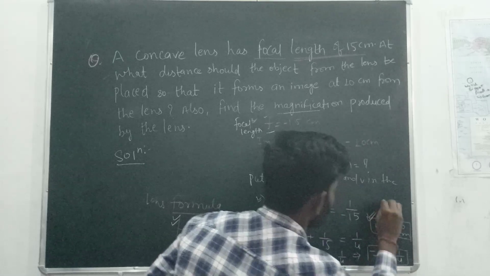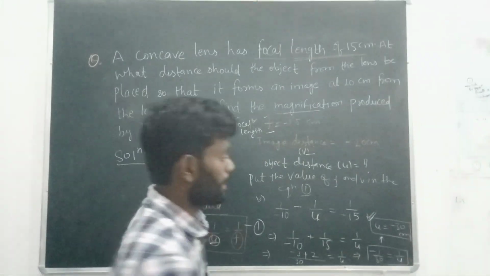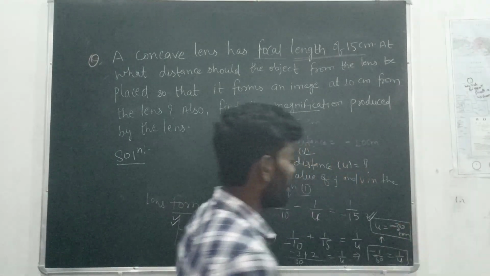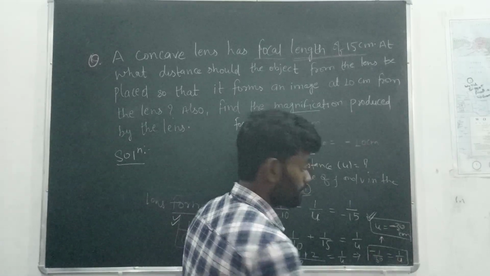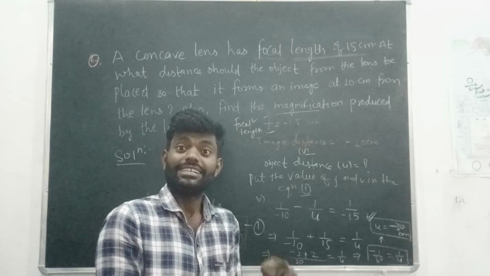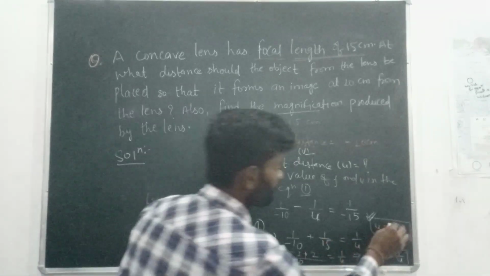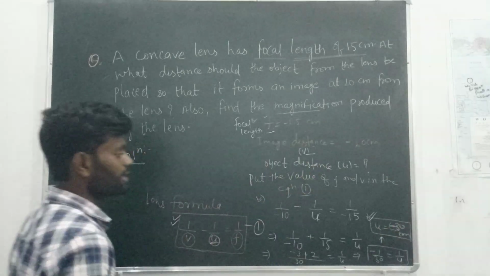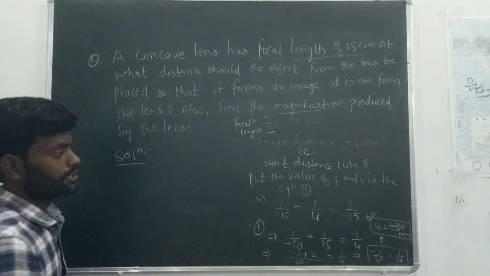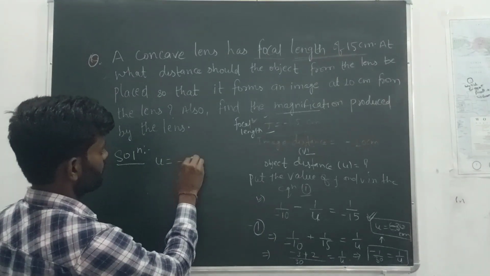So we have found the value of u: minus 30 centimeter. The minus sign indicates that the object is placed on the left side of the lens, which is why we get the minus sign here. The first part of the question is solved: minus 30 centimeter.